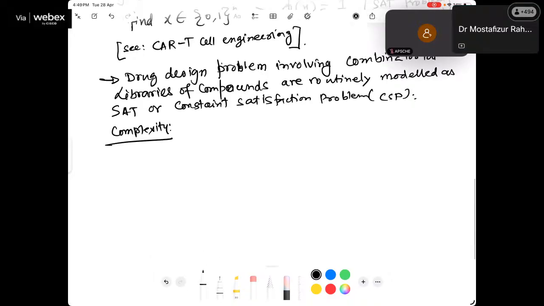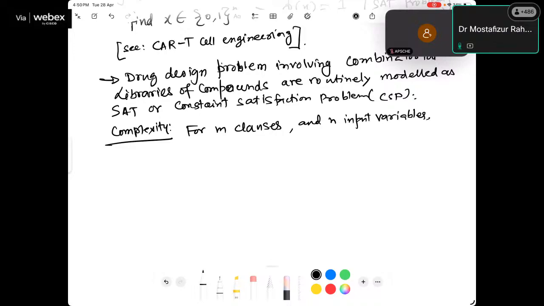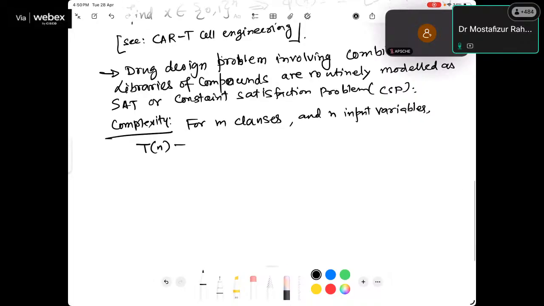So for M clauses, that means you prepare M number of clusters, and in each cluster, suppose it is an N-SAT problem, that means there are N input variables. That means in each cluster you design N number of possible drugs, right? So T of N is order of M to the power N by brute force.